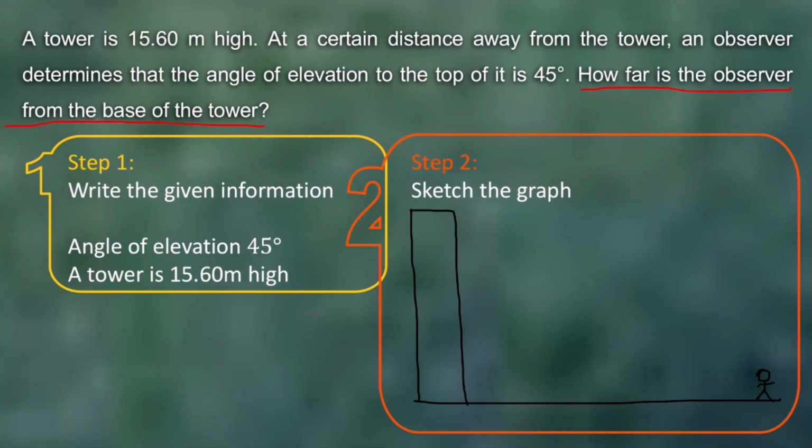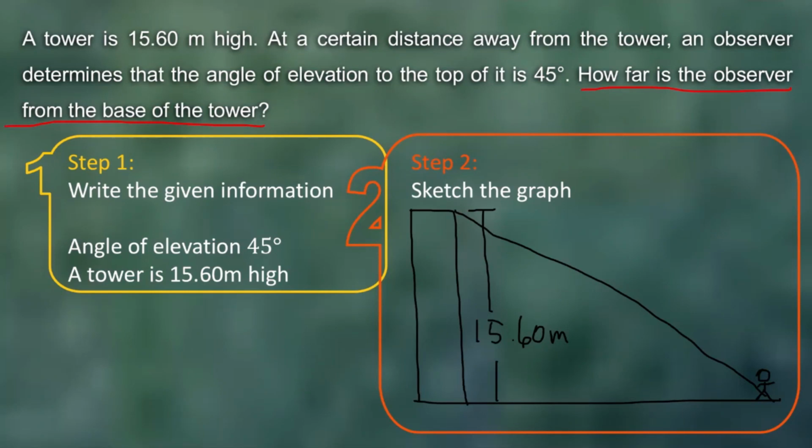Sabi po sa given, the tower is 15.60 meter high. Sabihin po yung height po ng ating tower is 15.60 meter high. Then, from the observer point of view, papunta sa taas po, for example, that is a straight line. Ayan. Imagine niyo na lang po, straight line siya.